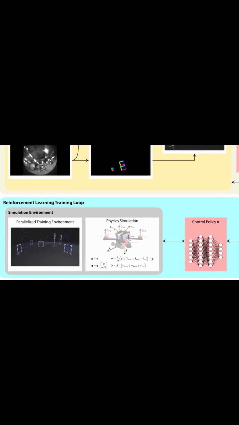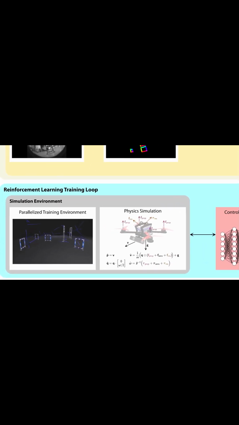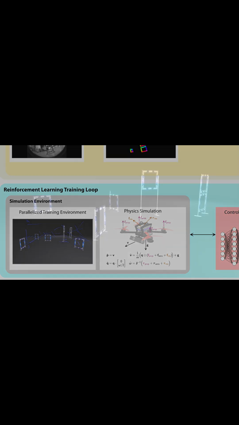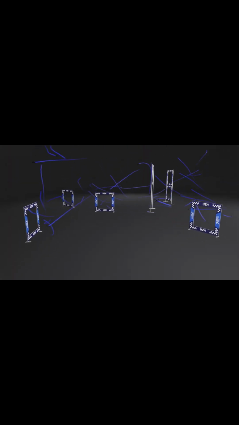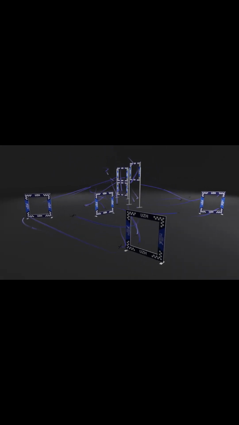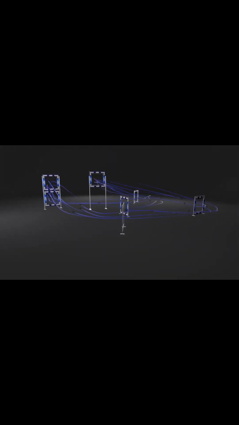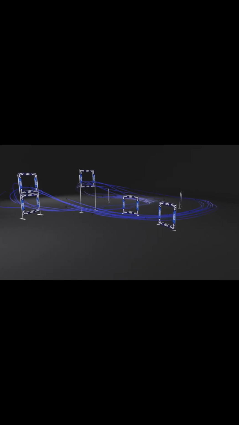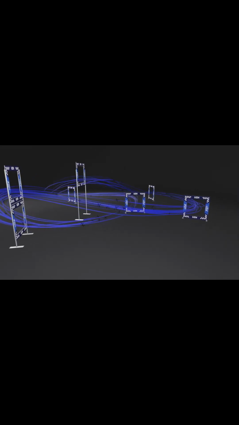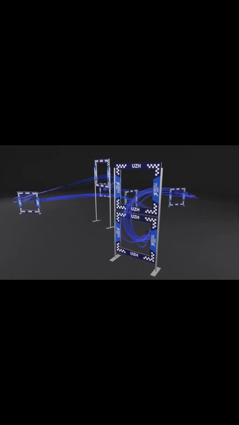The control policy is represented by a neural network and is trained via deep reinforcement learning in simulation. During the training process, the control policy explores the environment using 100 agents in parallel and finds faster and faster paths through the track layout. The entire training process takes less than 1 hour on a normal desktop workstation.